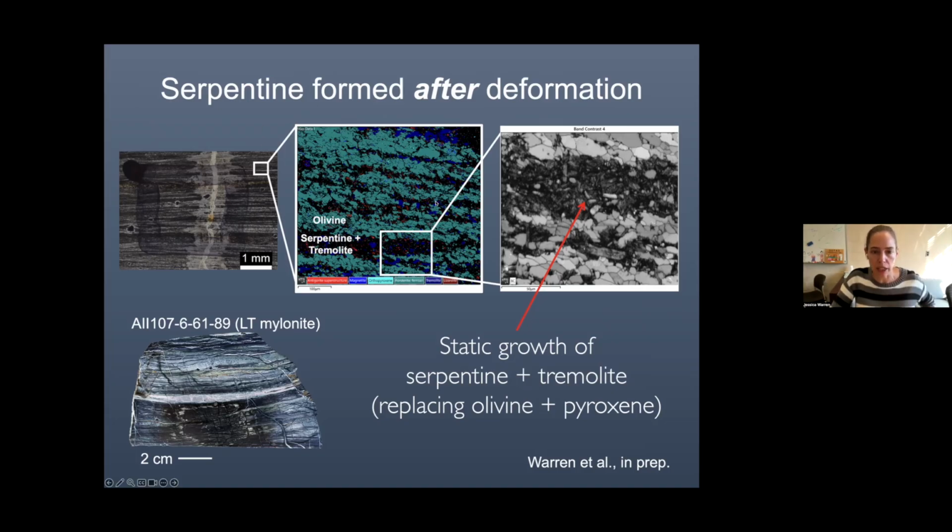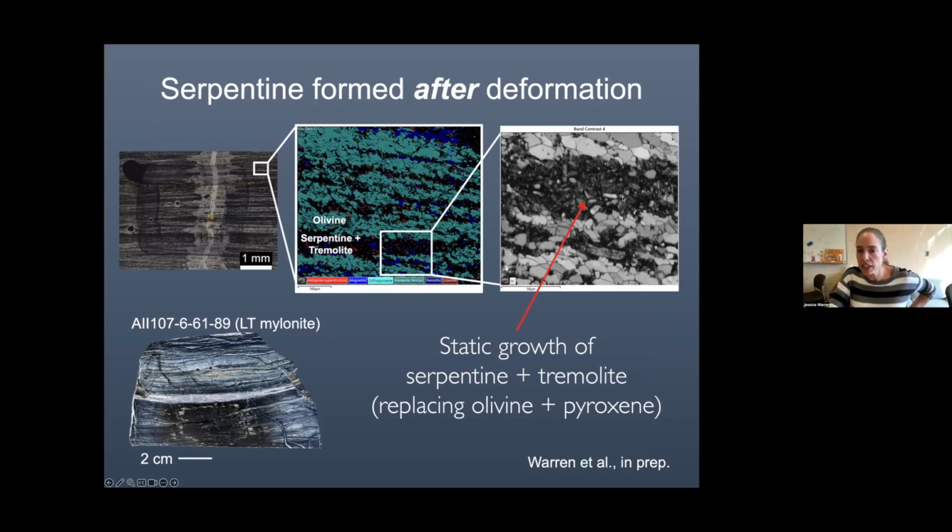This is a map of this little area. The cyan color stuff is olivine, and then these darker bands that were challenging to actually map the minerals in are a mixture of serpentine and tremolite. But this is where we really started to move away from thinking that even this sample that has a heavy amount of serpentine is actually recording deformation of serpentine.